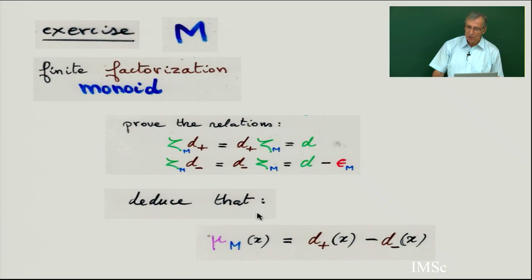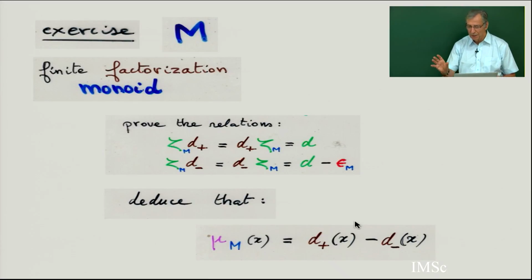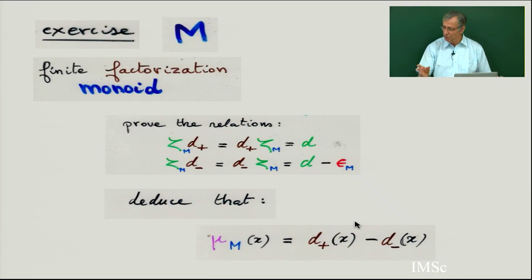And from this, you deduce that mu, the Möbius function of the monoid, is d plus minus d minus. So the Möbius function is the total number of factorizations with an even number of factors minus the number of factorizations with an odd number.